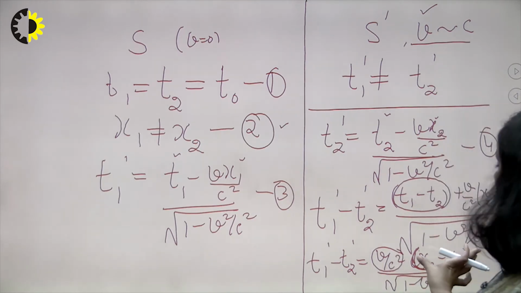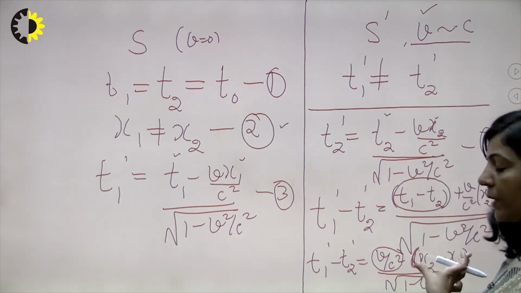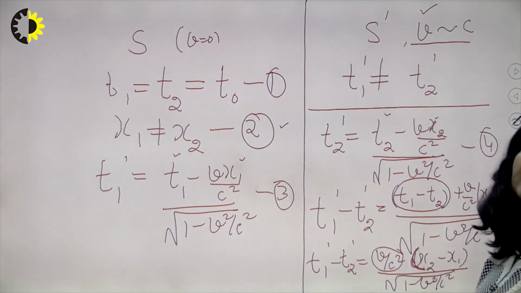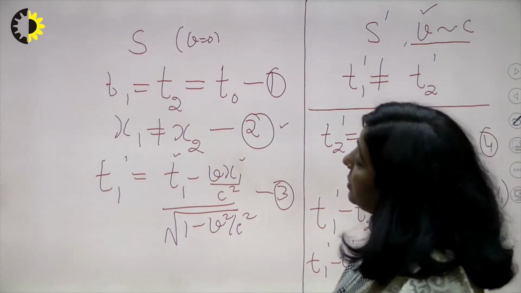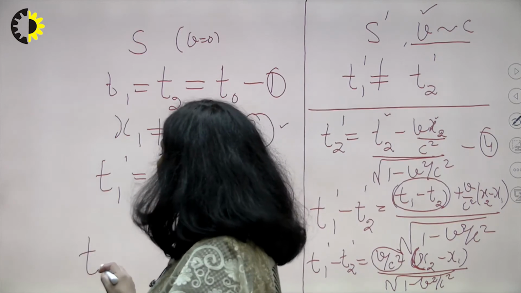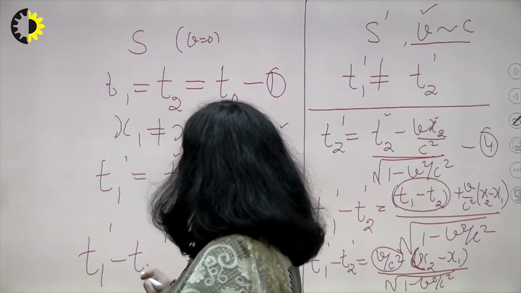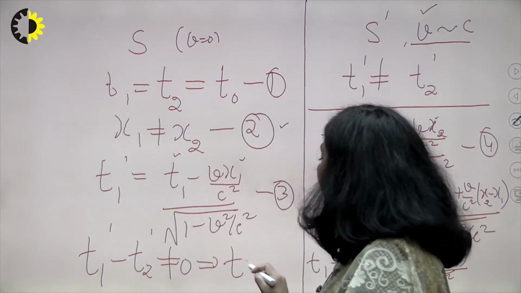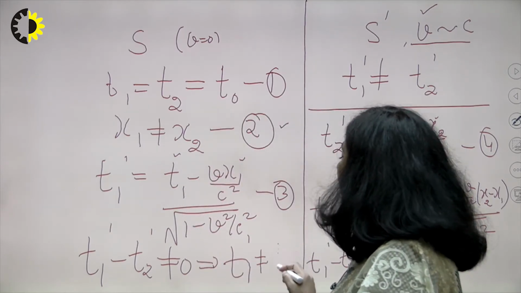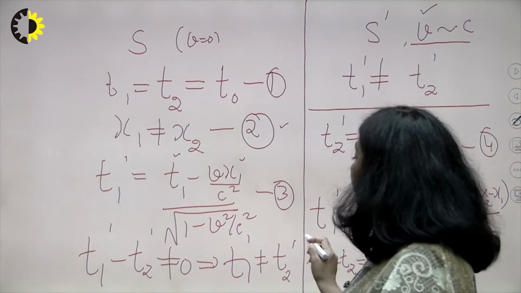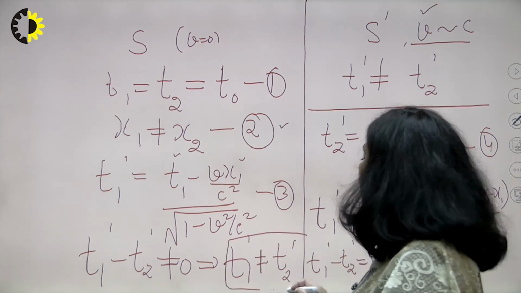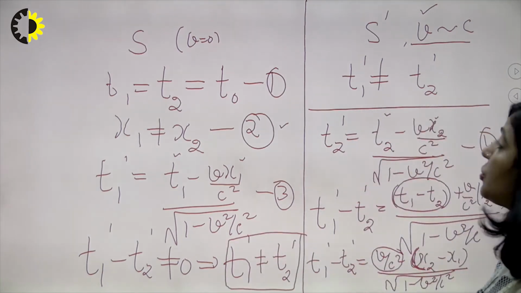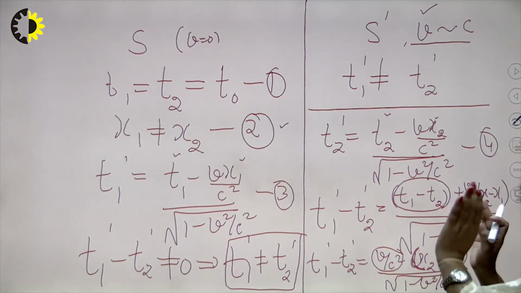Since this factor, x2, is not equal to x1, this entire term is not equal to 0. So if this term is not equal to 0, then t1 dash minus t2 dash is not 0. It implies that t1 dash is not equal to t2 dash. It means the events are not simultaneous in the S dash frame. So this is your principle of simultaneity. So I have proved it here.